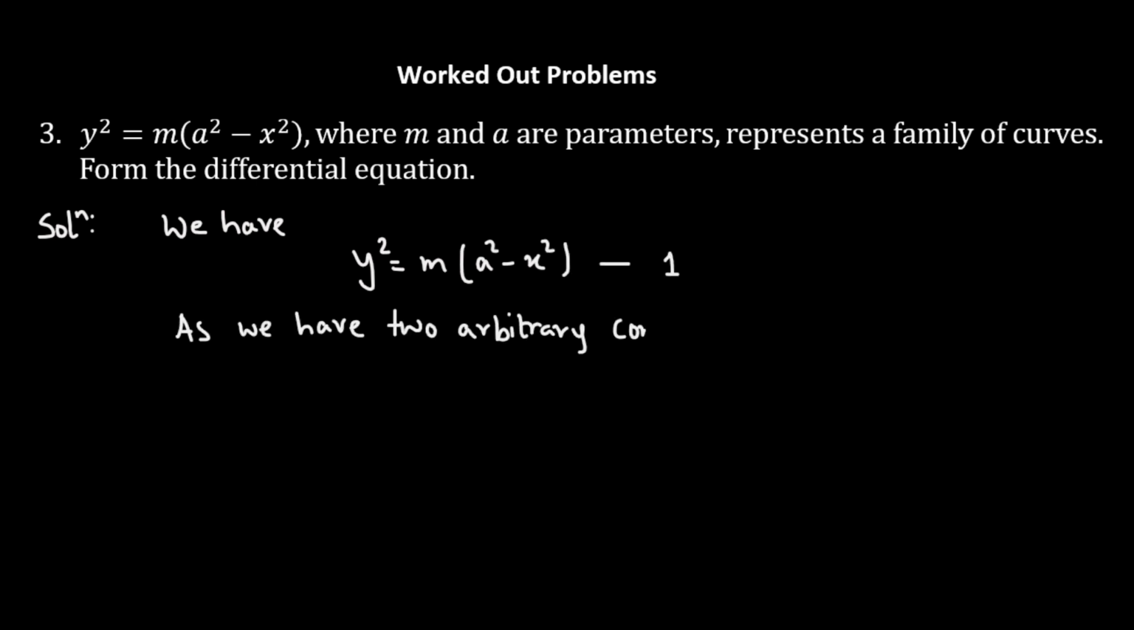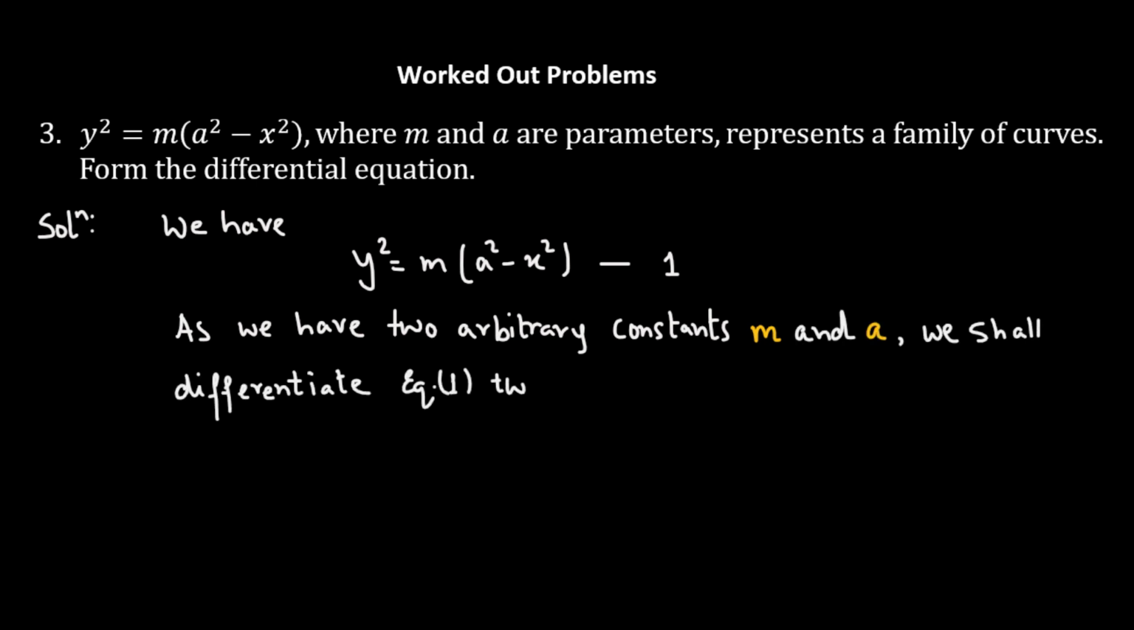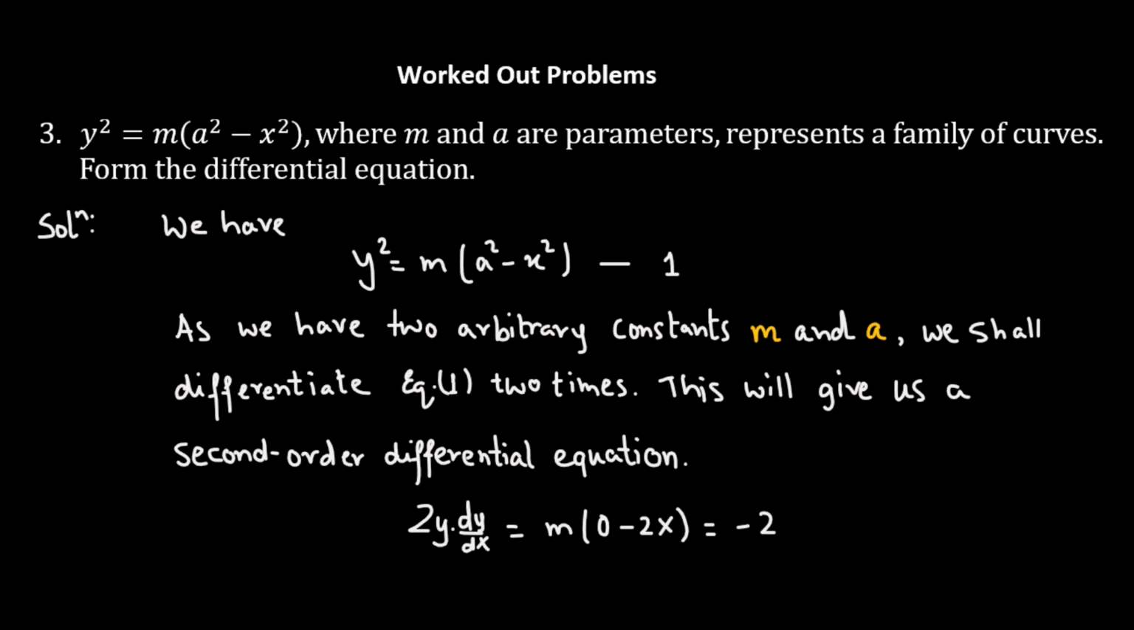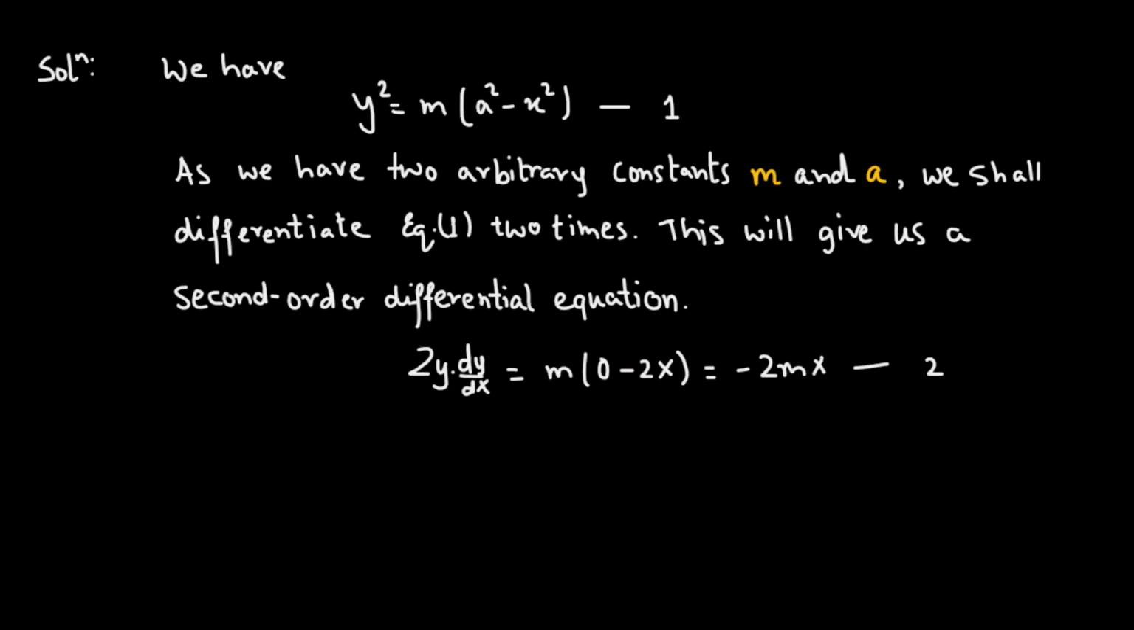As we have two arbitrary constants m and a, we shall differentiate equation number 1 two times. This will give us a second order differential equation. Differentiating 1 with respect to x gives us 2y times dy/dx equals m multiplied by the derivative of a squared, which is a constant, is 0, minus twice x, and that will give us negative 2mx. Let this be equation number 2, which can also be rewritten as y over x times dy/dx equals negative m.